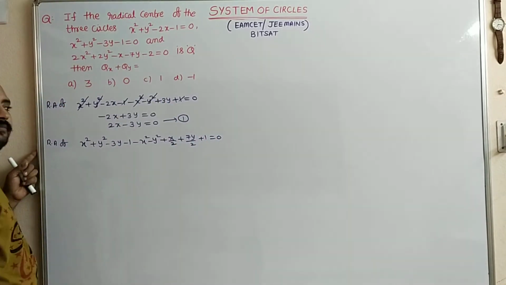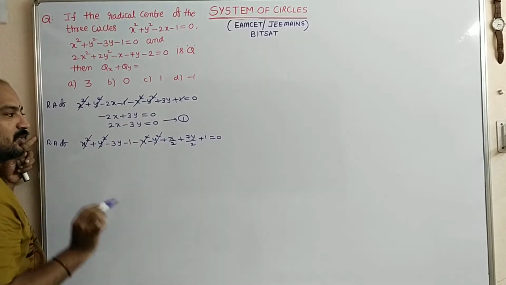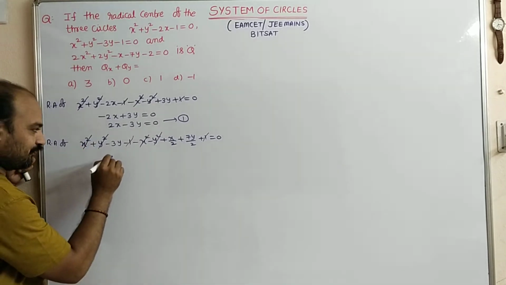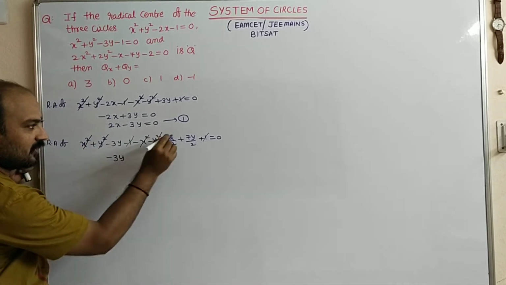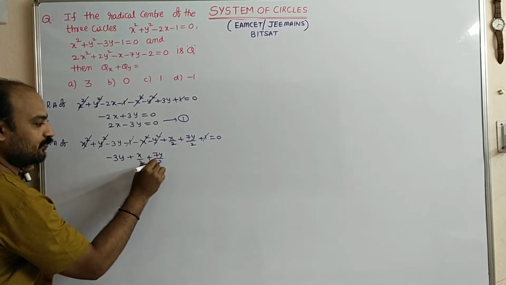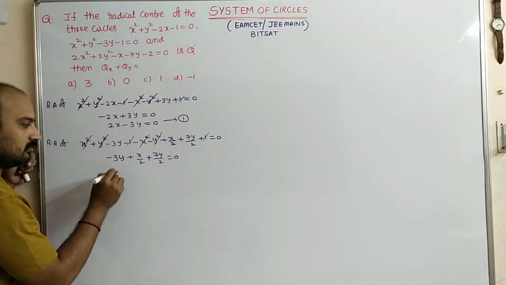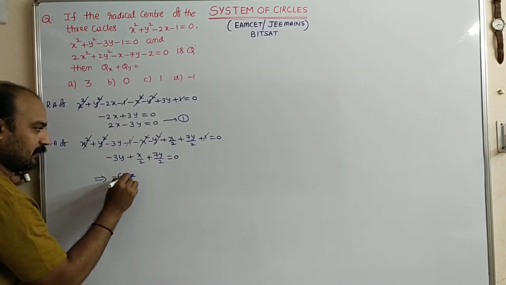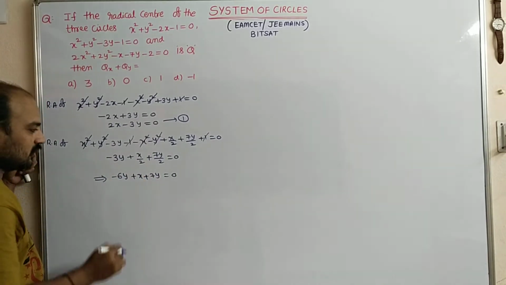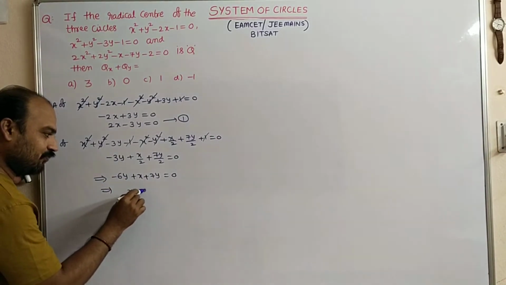Opposite values will come. So here plus x square plus y square minus x square minus y square cancel. Minus 1 plus 1 get cancelled. After that, minus 3y plus x by 2 plus 7y by 2. So take the LCM: minus 6y plus x plus 7y equal to 0. So here 7y minus 6y means x plus y.